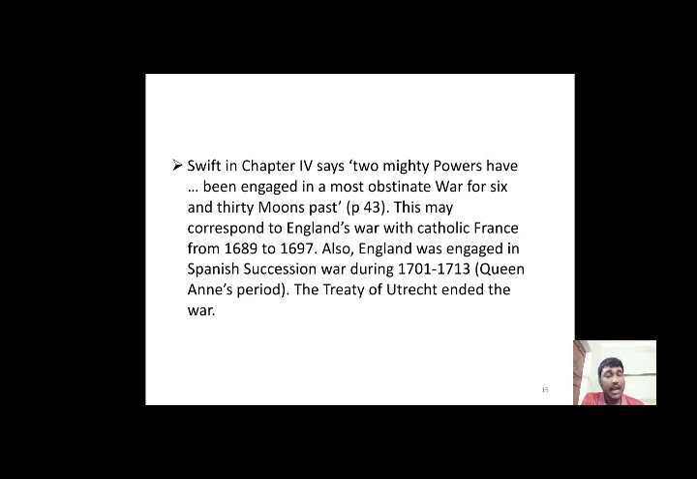Now, the Whig party actually wanted the total defeat of France, just as the emperor of Lilliput wanted to make the land of the Blefuscudians a colony. See how the reference goes. As the Whig party wanted total defeat of France, the emperor of Lilliput also wanted total defeat of the Blefuscudians.